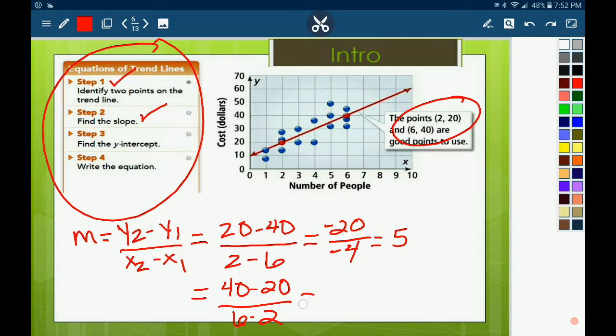So I'll just show you guys the other one as well. So if they're flipped around, we still get 40 minus 20, which is 20, and then 6 minus 2, which is 4. 20 divided by 4 is 5. So it really does not matter which way you want to actually do the slope, as long as they're in the same order on the top and on the bottom. So our slope here is 5.